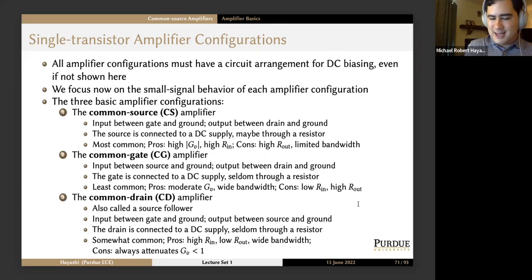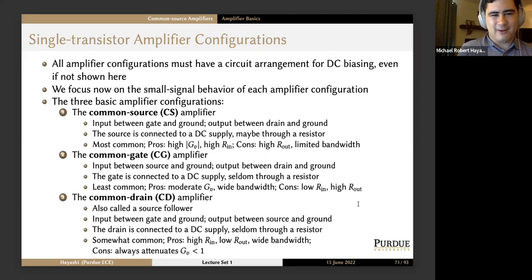And I will say that whenever I mention a DC supply, it's very important to know that ground counts as a DC supply. It's usually used as our negative supply. It just supplies 0 volts. So keep in mind that ground counts as a DC supply for the purposes of this slide.